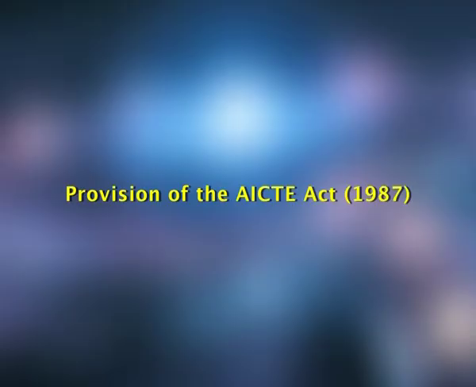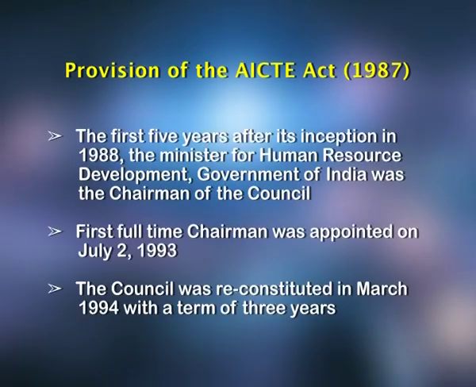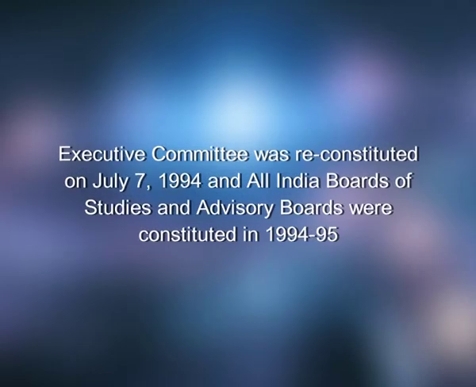As per the provision of the AICTE Act 1987, for the first 5 years after its inception in 1988, the Minister for Human Resource Development, Government of India, was the chairman of the council. The first full-time chairman was appointed on July 2, 1993, and the council was reconstituted in March 1994 with the term of 3 years. The Executive Committee was reconstituted on July 7, 1994, and all India Boards of Studies and Advisory Boards were constituted in 1994 to 95.